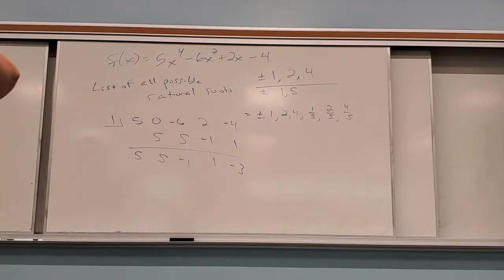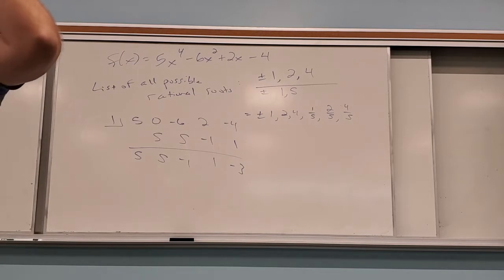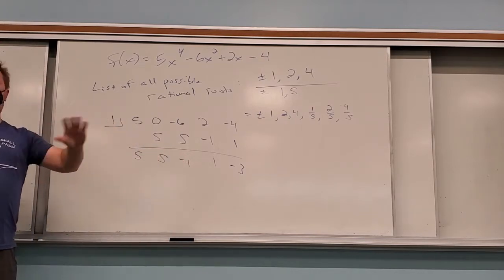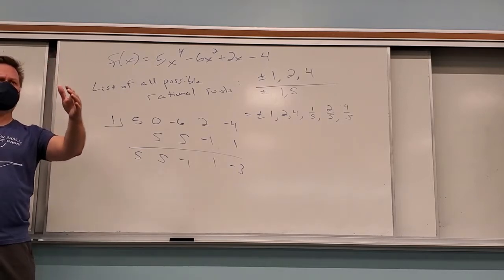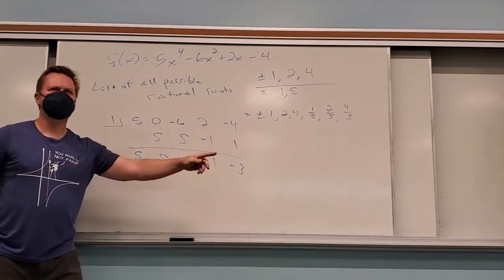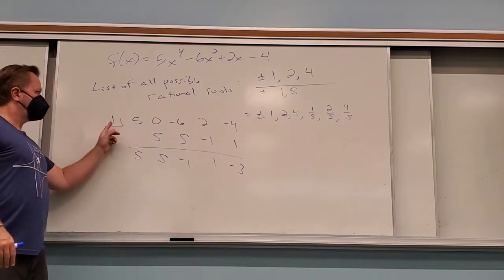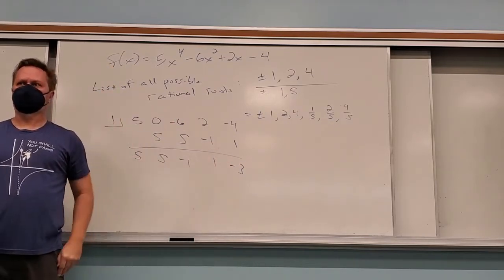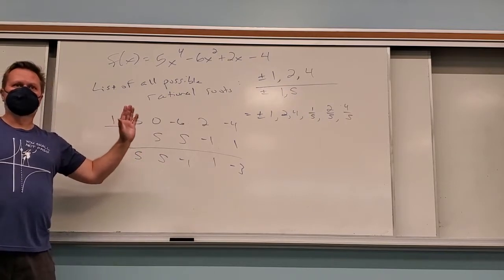How do I know, before I even do the synthetic division, that this can't be a lower bound? Even before I do this, I'm dividing by a positive number. It can't be a lower bound. So if I divide by a negative number and the answer alternates signs, that's a lower bound. If I divide by a positive number and the answer is all positive, that's an upper bound. So this is neither, right?